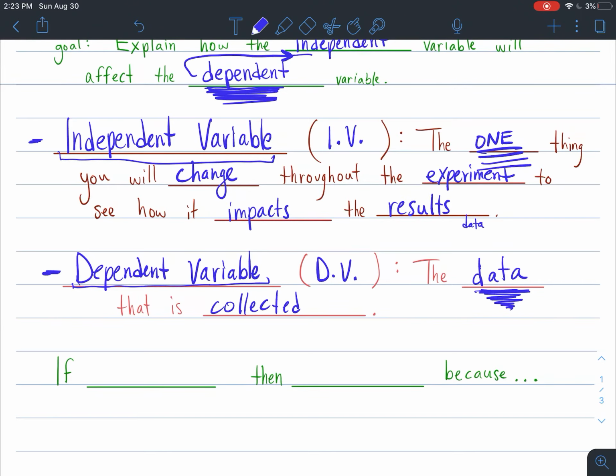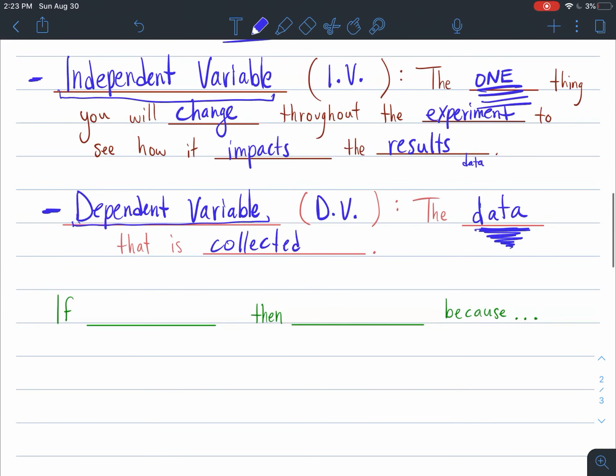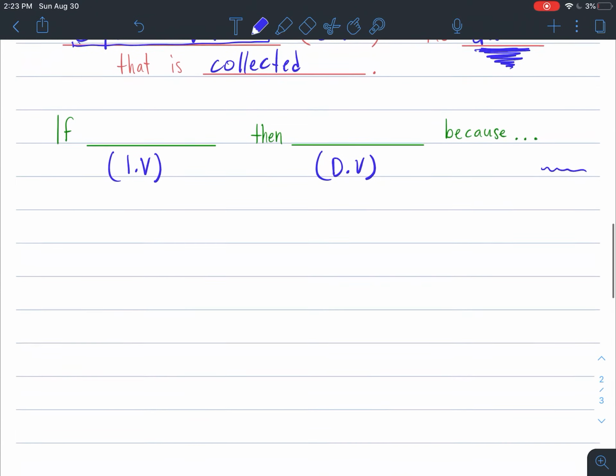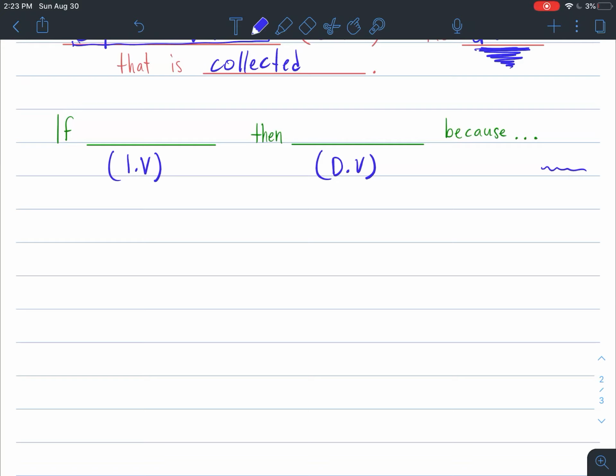So in this example, if I were to come up with a hypothesis, whenever we write a hypothesis, we say if, and then you're going to talk about the independent variable here, and how it's going to impact the dependent variable here, and then you give me a reason why in the because portion. So if we're going to do the duck and the food, the independent variable is the type of food, and the dependent variable is the happiness of the duck.